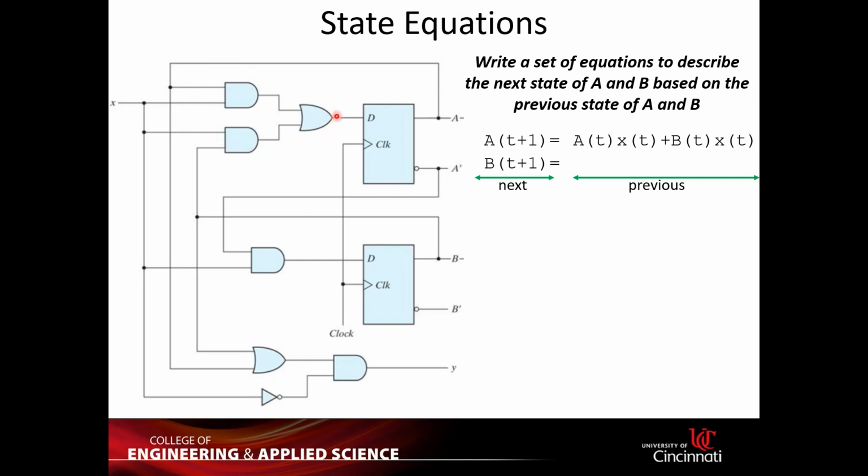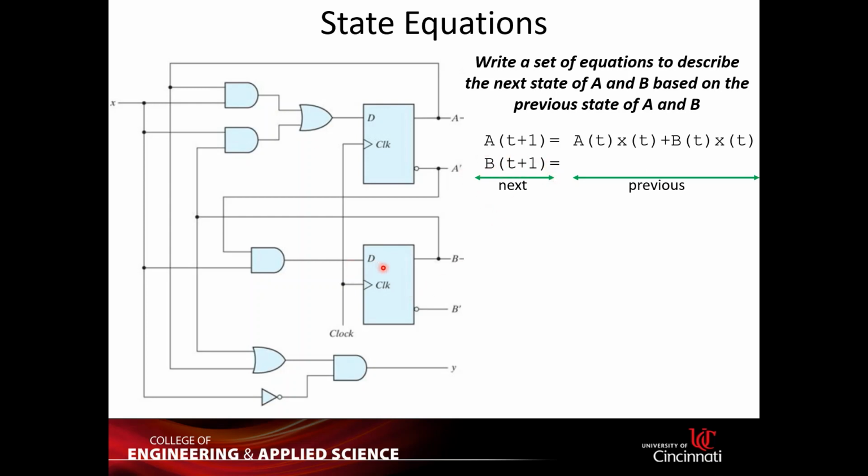You see that you have two terms going to an OR gate. One term is A and X. The other term is B and X. So that's why you have the equation AX or BX.